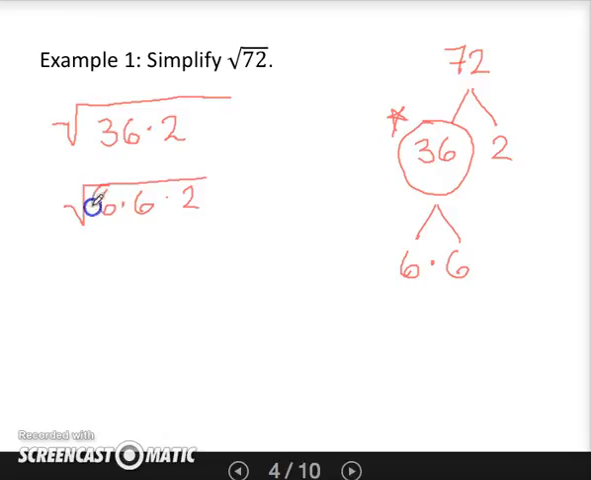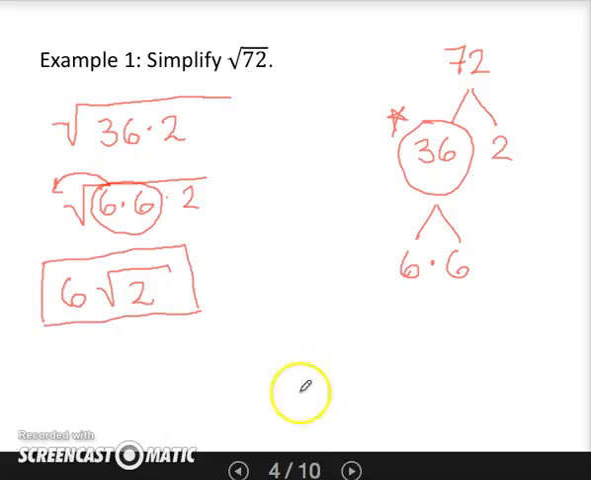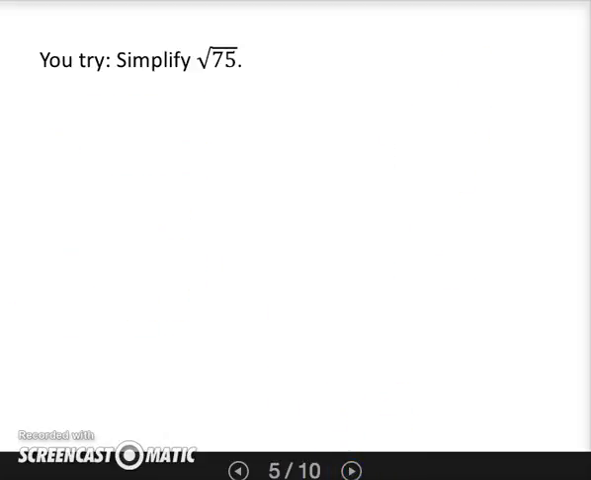Now we have a pair of numbers that can come out of the scary house together and turn into just 1 6. Inside is left our lonely little 2, and that is our answer in simplest radical form. You try this one. Simplify the square root of 75.